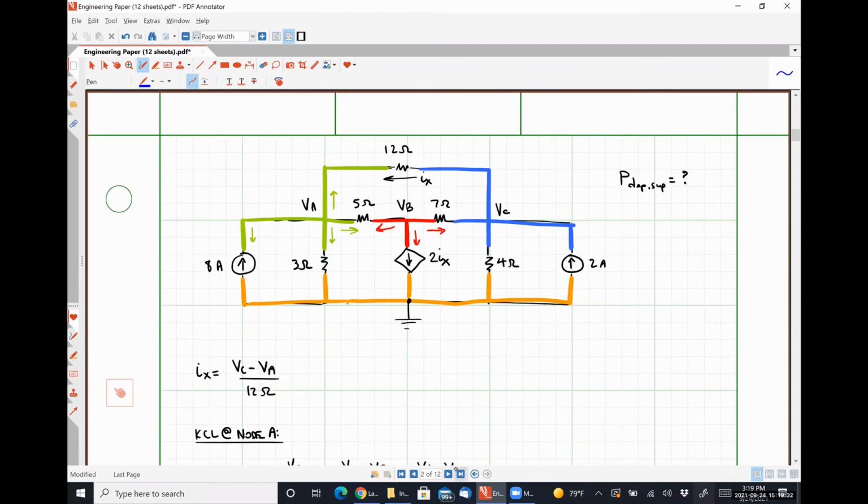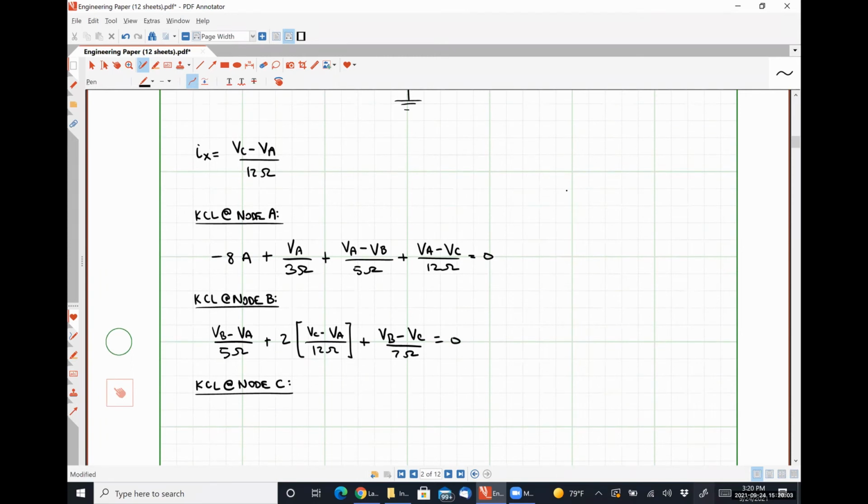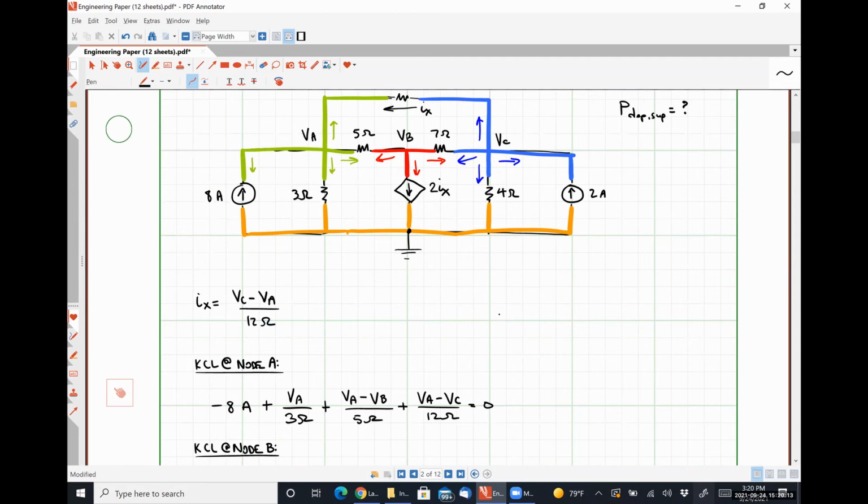I'm going to have this current directed to the left through the 7, current directed down through the 4, current directed to the right through the independent current source, and a current directed up. Brandon over there, what is the current flowing to the left through the 7 ohm resistor? Perfect. VC minus VB over 7. And then over here on the left-hand side, what is the current flowing down through the 4 ohm resistor? Absolutely right.